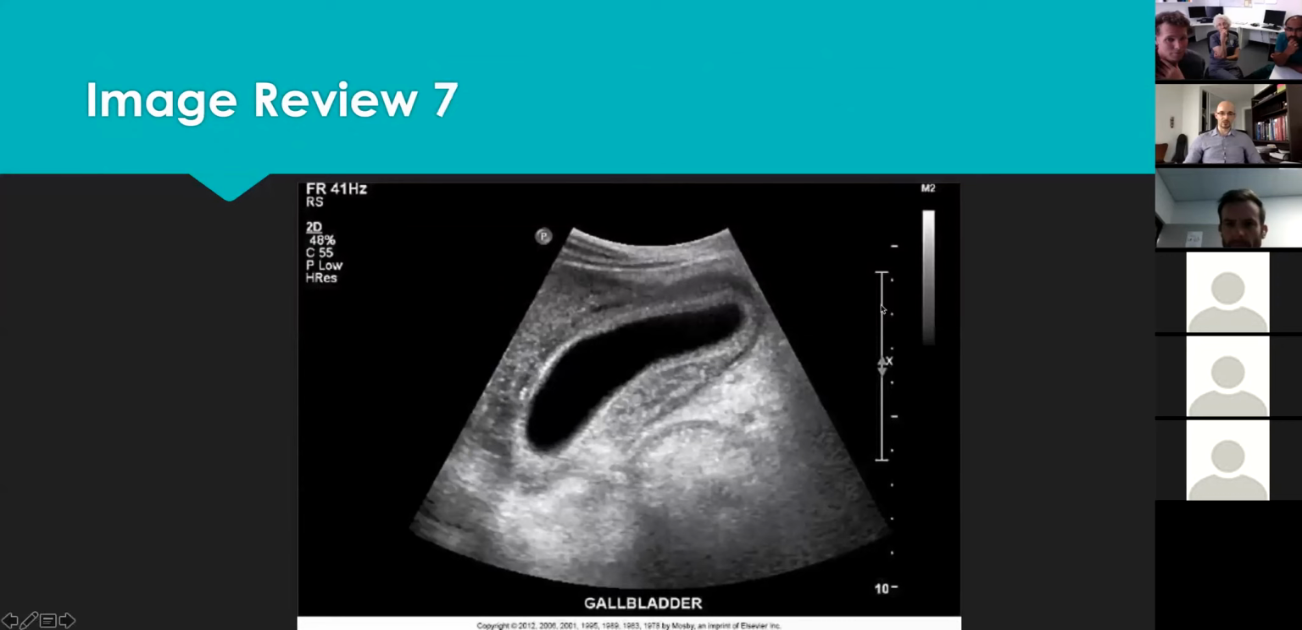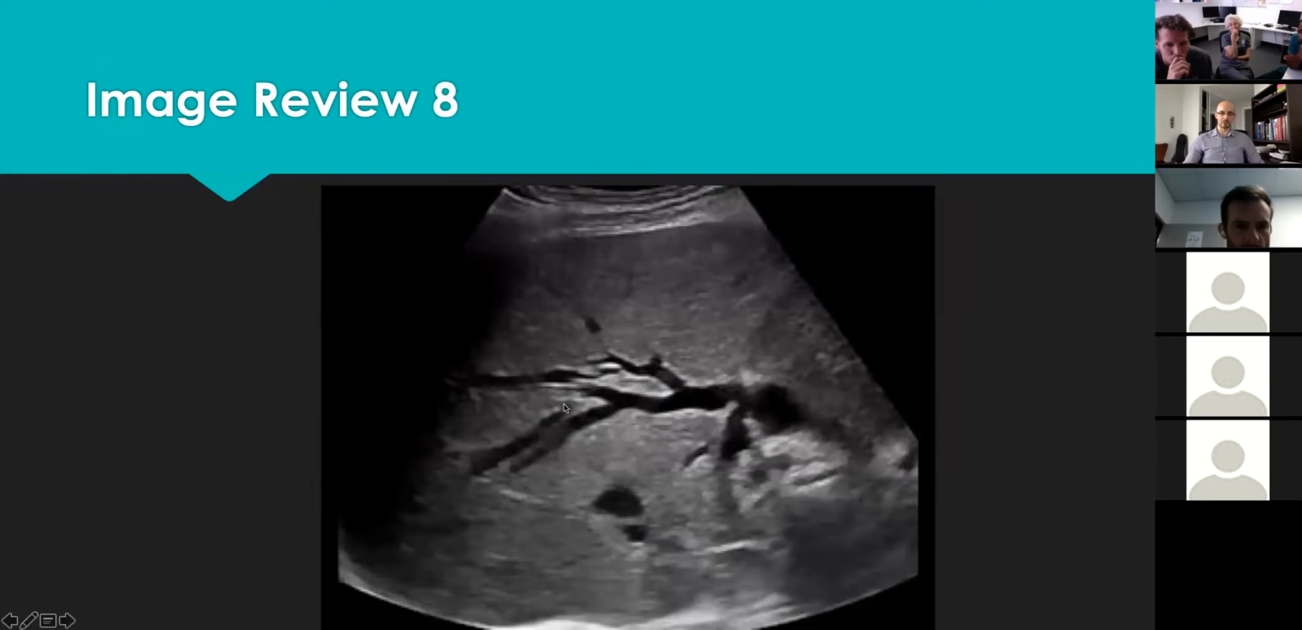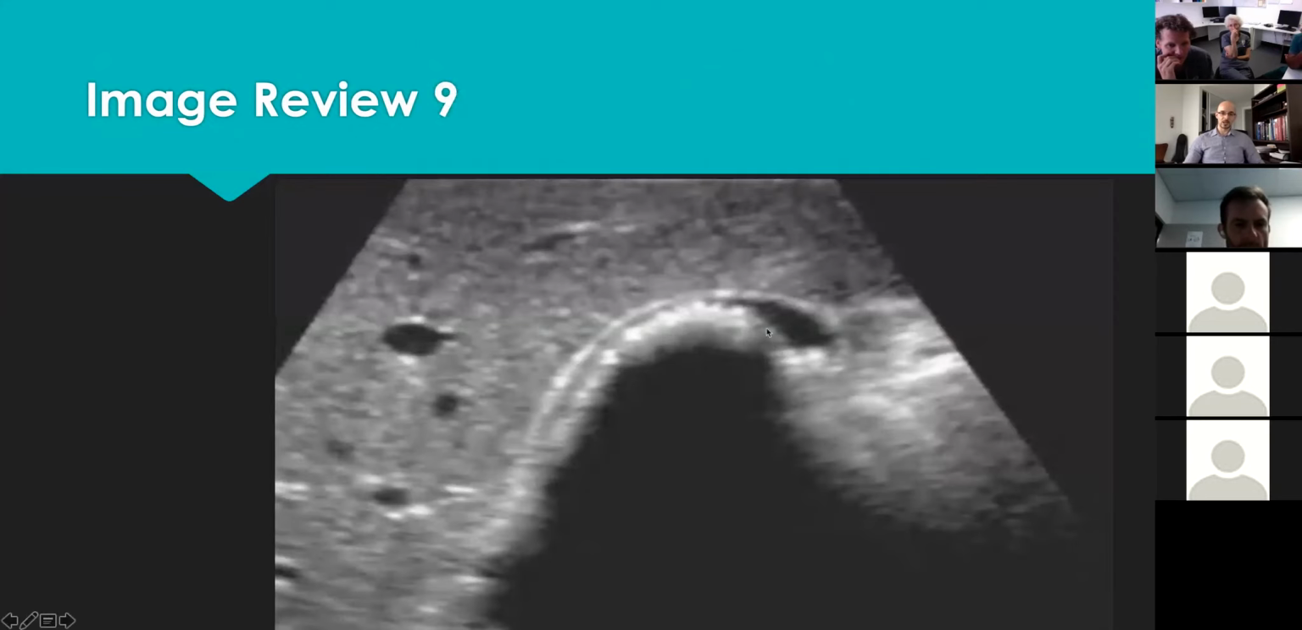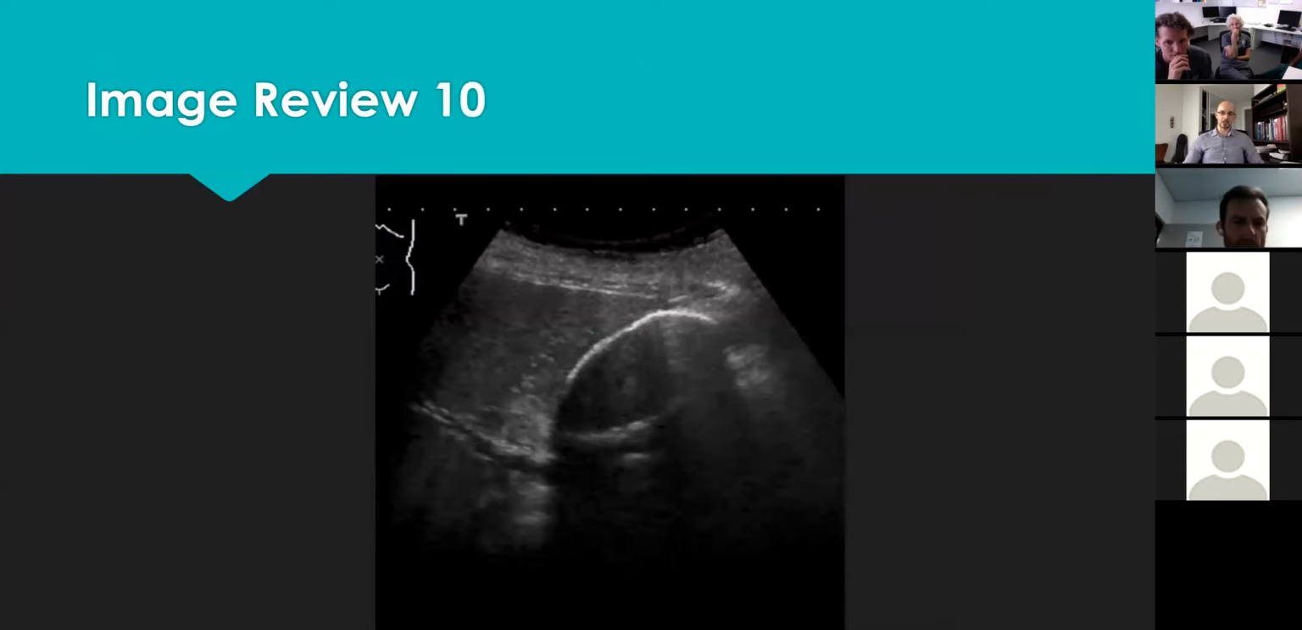I'm just running through them. This is another cholecystitis with gallbladder wall thickening, double tract sign of intrahepatic duct dilation, gallbladder full of stones with complete shadow after it, with the wall-echo-shadow sign. And this is a case of a porcelain gallbladder.